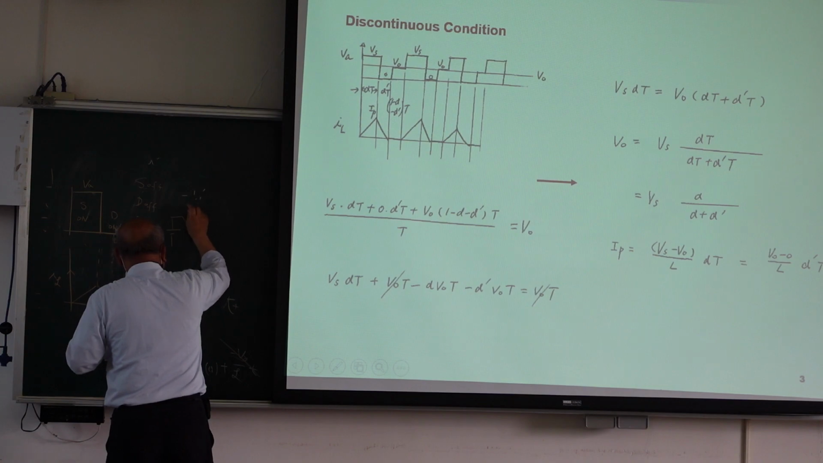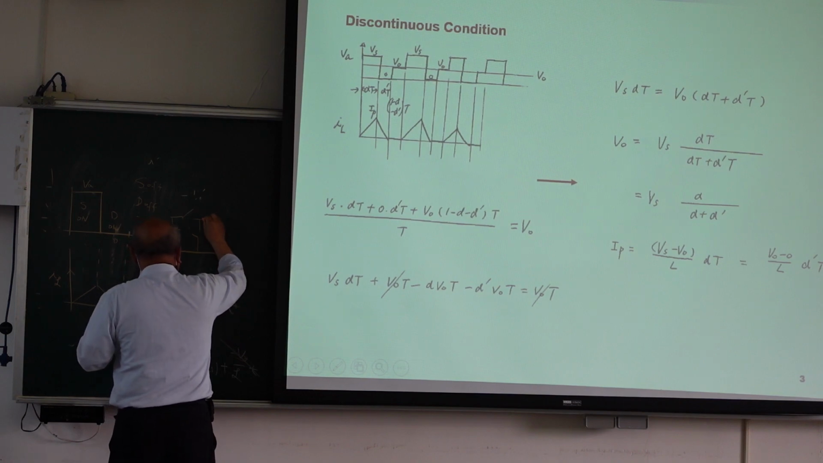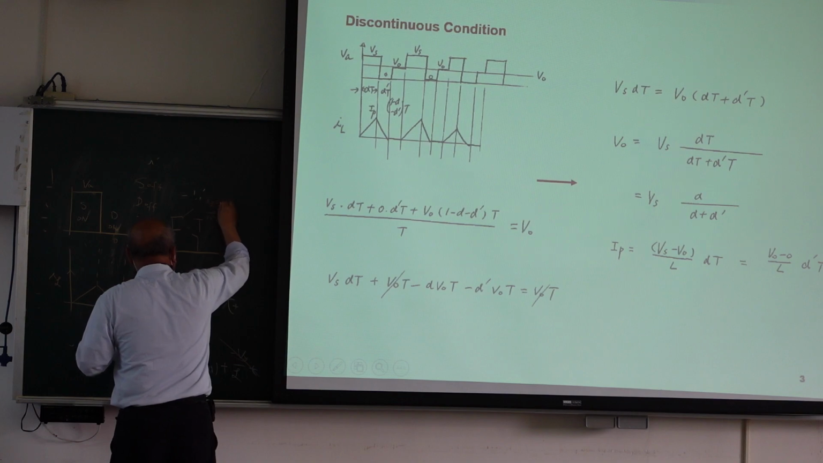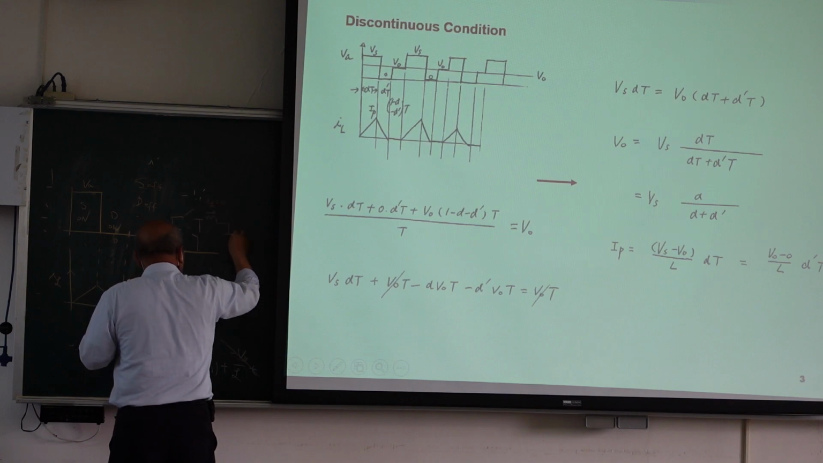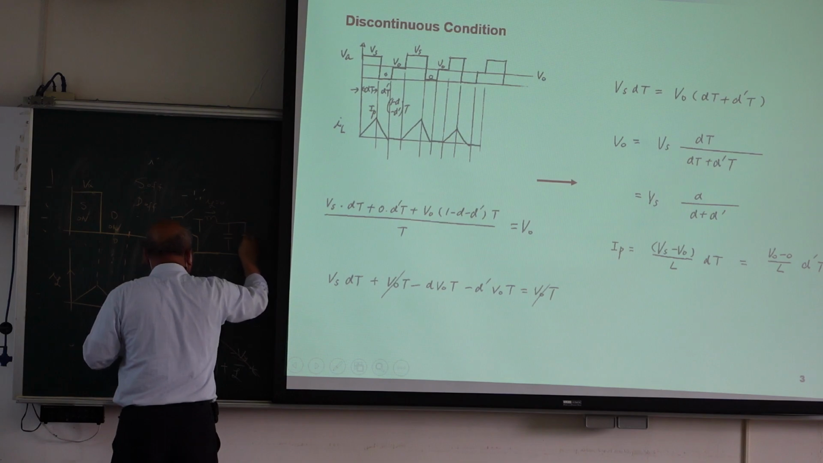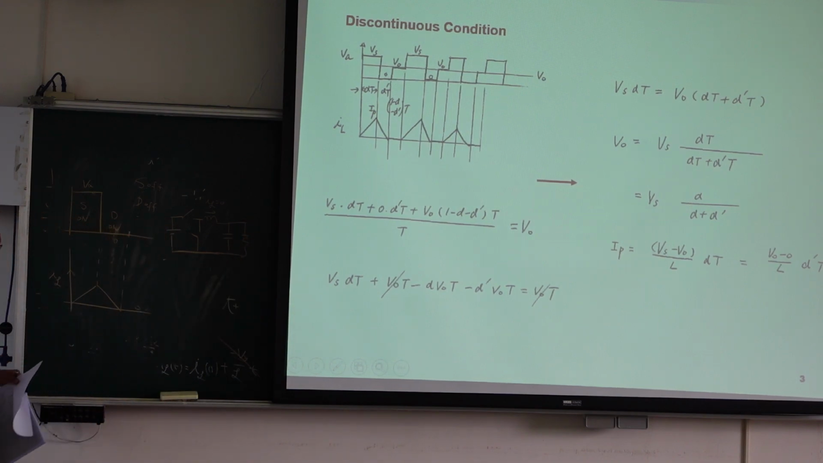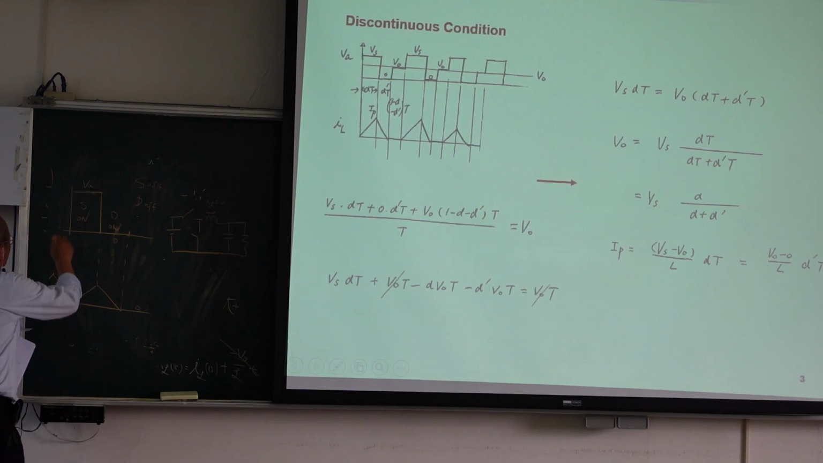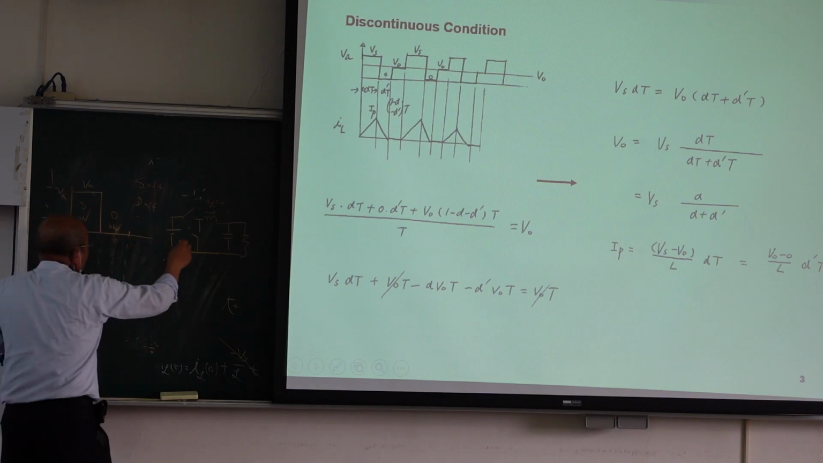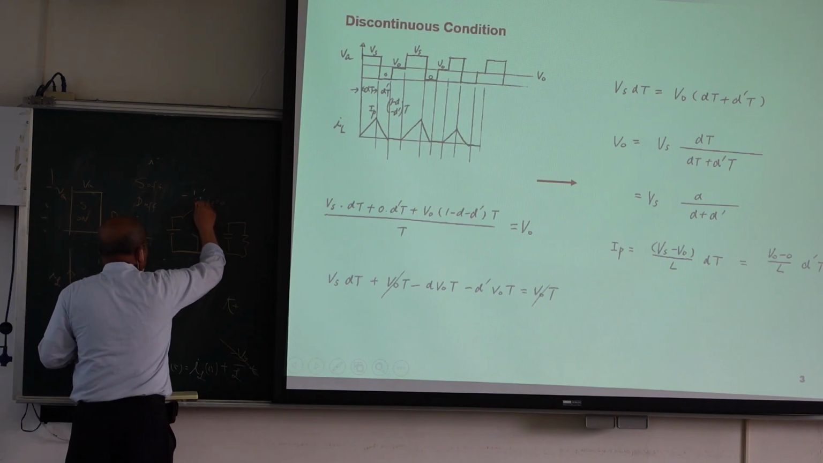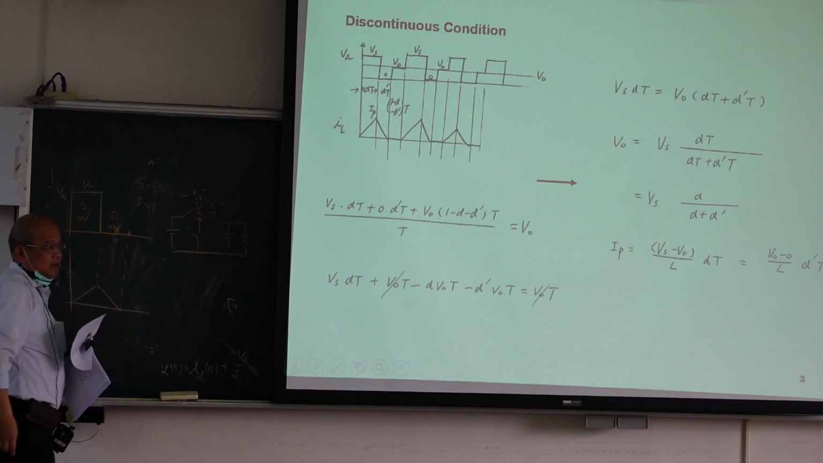Now we have the switch turned off and the diode turned off. And we have the inductor, where IL is 0, and we have the capacitor and the load. So it is like this. My question is, what is VA? VA is here. This is VA.